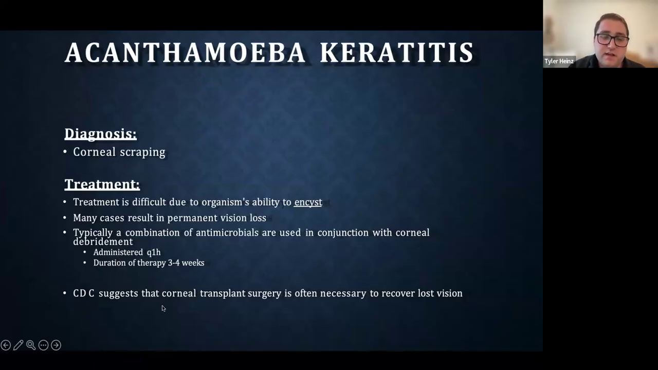The CDC even says that oftentimes corneal transplants are going to be needed to recover that lost vision because, again, this acanthamoeba is so difficult to treat that it's just going to tear up the cornea. It's going to encyst. It's going to deposit in the stroma, which, again, is the body of the cornea, the thickest part of the cornea. And once it starts getting so deep and encysted, we just can't do anything about it sometimes. And this is such an easy thing to catch, again, if you're using your contacts incorrectly.